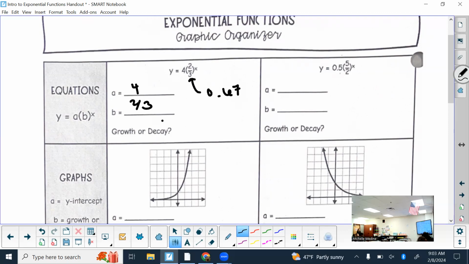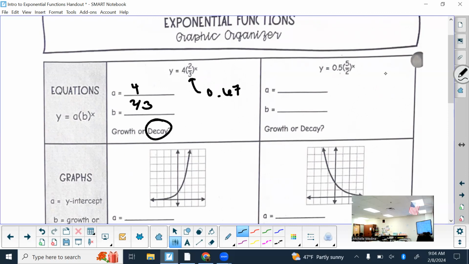So it is decay. And not all fractions will necessarily be decay. It just depends if the decimal is bigger or smaller than 1. But again, also watch out for when they make the A negative, then it'll flip the graph. So just if you're in doubt, make a table of that.